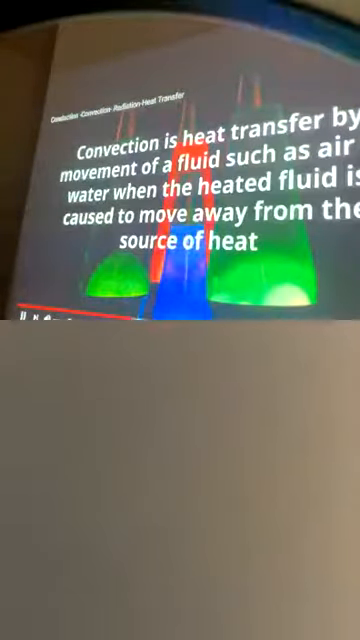Convection is heat transferred by the movement of a fluid such as air or water. When the heated fluid is caused to move away from the source of heat, carrying the energy with it, it occurs due to density. Lava lamps are examples of convection. As the liquid is heated, it rises and falls as it heats and cools. You all have a question in your packet in regards to all of this, especially the lava lamp. Please be sure you all are paying attention.